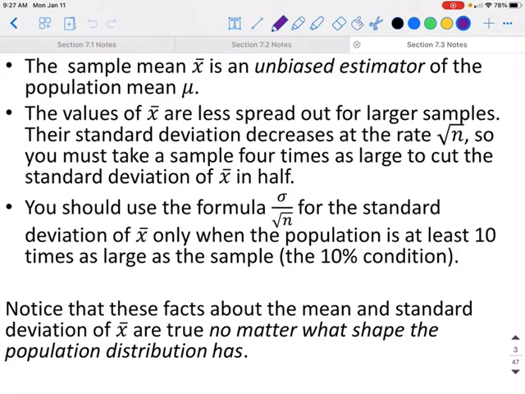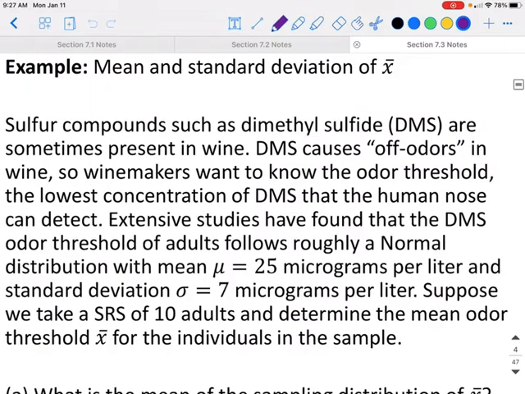Notice that these facts about standard deviation and mean are true no matter what the shape of the population distribution is. So even if the original population is extremely skewed to the left or skewed to the right, you're still going to use these same rules to find the mean and standard deviation of your sampling distribution.